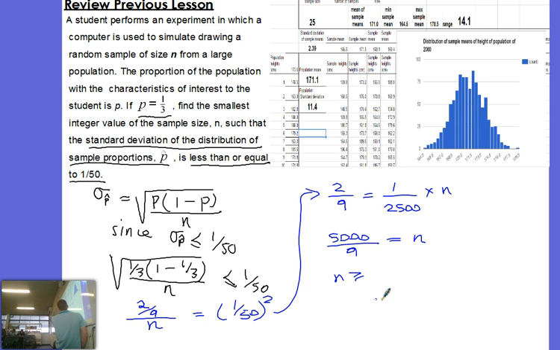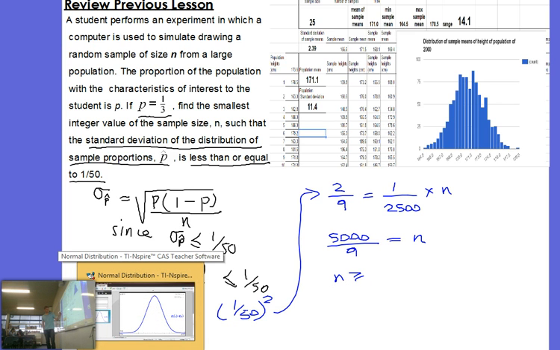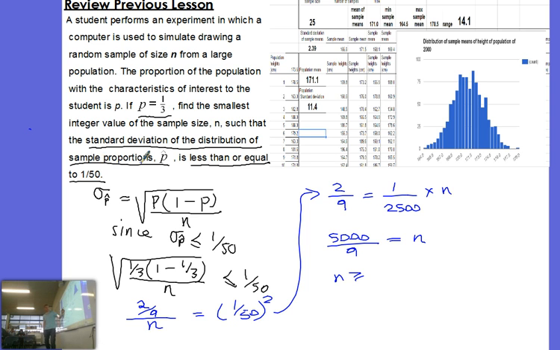Okay, so let's work that out on a calculator. How many times does 9 divide into 5,000? What do we get? 5,000 divided by 9. 555.56.